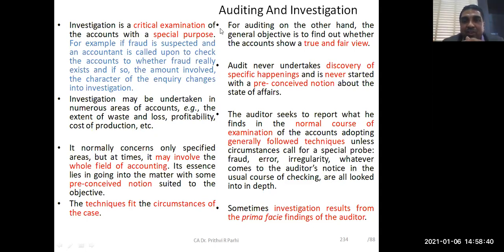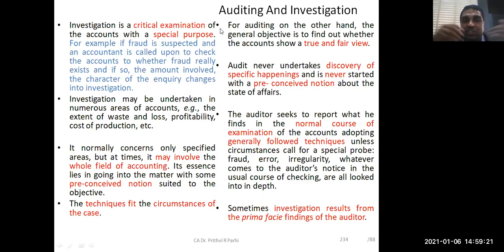And what is audit? Audit has a general objective. All of us know that the objective here is to express an opinion on whether the financial statement is showing a true and fair view. Accordingly, the auditor applies certain audit procedures, collects certain evidence, and on the basis of that evidence gives an opinion on whether the financial statements are showing a true and fair view. The objective is general, but investigation has a special purpose. Got it? Did you understand the difference?